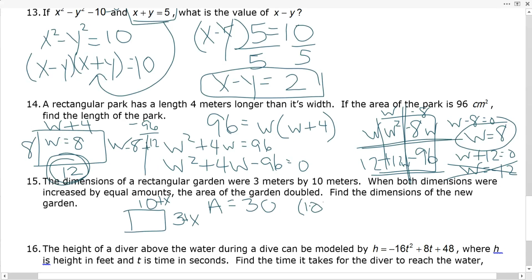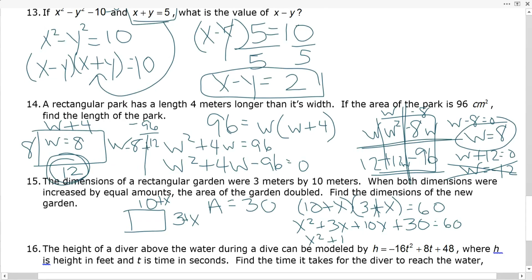So (10 + x)(3 + x) equals 60. I'm going to multiply those together and switch it all around. x squared plus 3x plus 10x, plus 30 equals 60. So I have x squared plus 13x. I'm going to subtract 60 from both sides, so I end up with minus 30 equals 0.